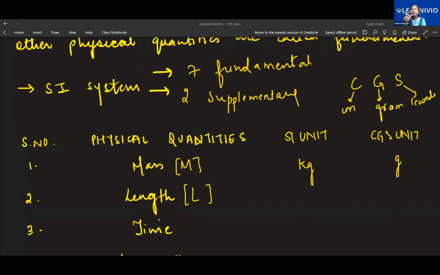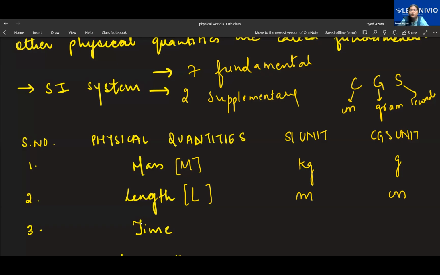Length is L. When we're talking about length, you already know it's the distance, like a measurement. It's a fundamental quantity. The SI unit of length is meter, and CGS, as the name suggests, is centimeter. This is easy, but you need to remember mass, length, and time.